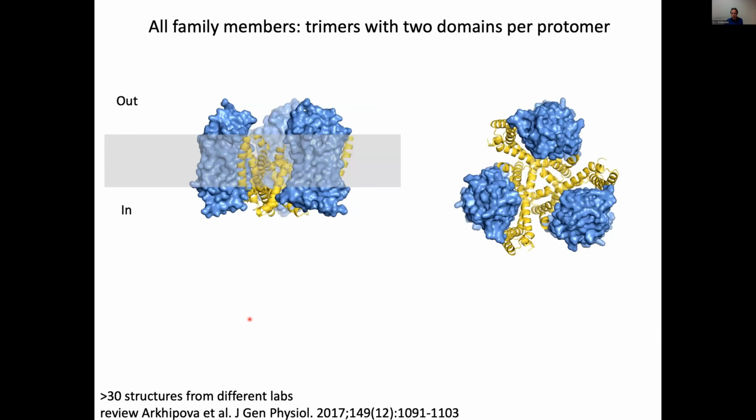At the moment, I think there are well over 30 structures in the databases of these transporters, and it is now reasonably well known, in global terms, how they work. They are all trimeric proteins. They have two domains: a transport domain, which is on the periphery, and a scaffold domain, which forms all the contacts within the trimer. On the right-hand side, you see a top view from the outside of the membrane, and on the left-hand side, you see a side view.